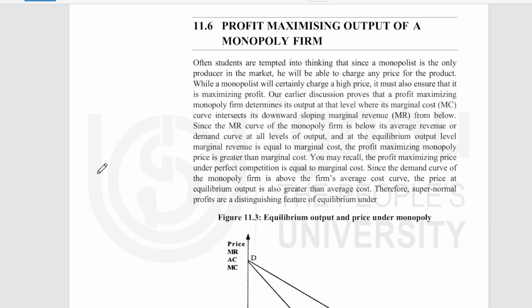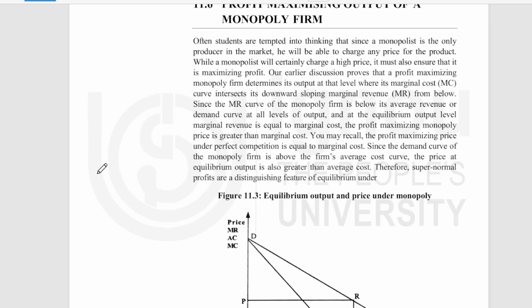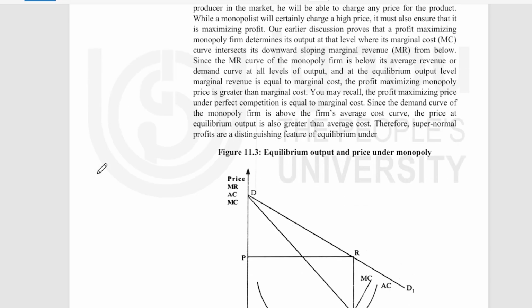Our earlier discussion proves that a profit maximizing monopoly firm determines its output at that level where its marginal cost, that is the MC curve, intersects its downward sloping marginal revenue, that is MR, from below. And since the MR curve of the monopoly firm is below its average revenue or demand curve at all levels of output, and at the equilibrium output level marginal revenue is equal to marginal cost, the profit maximizing monopoly price is greater than marginal cost.